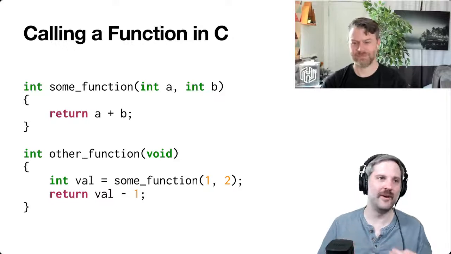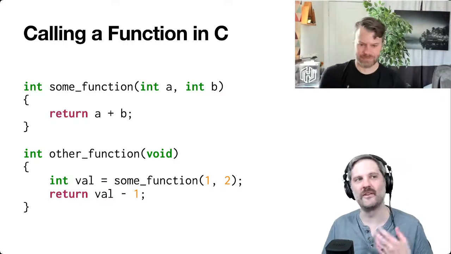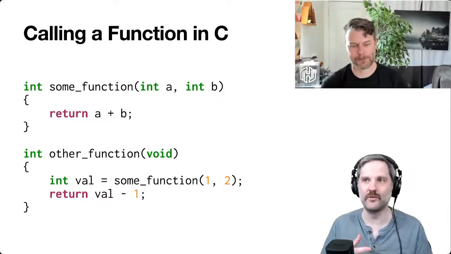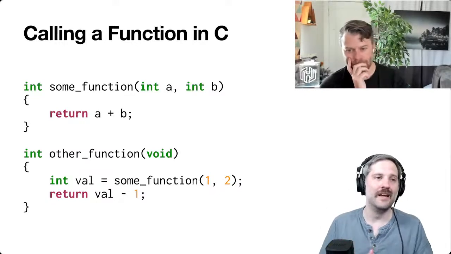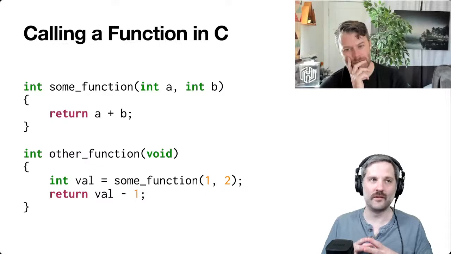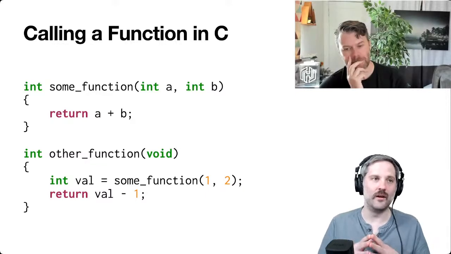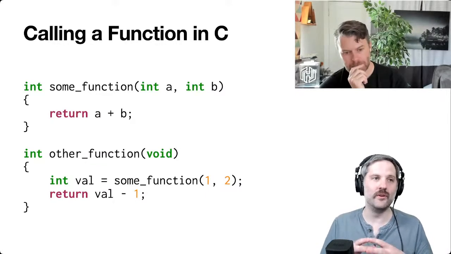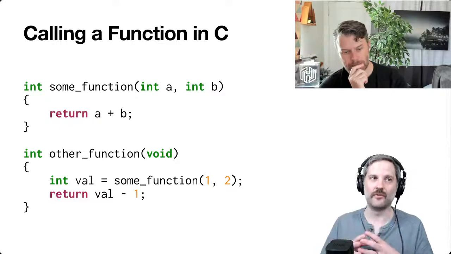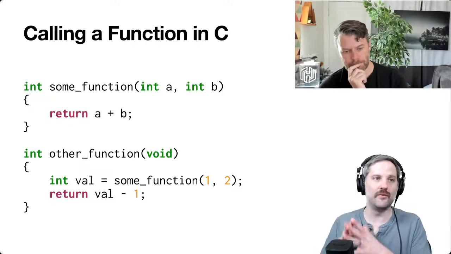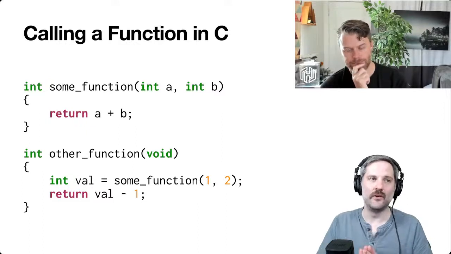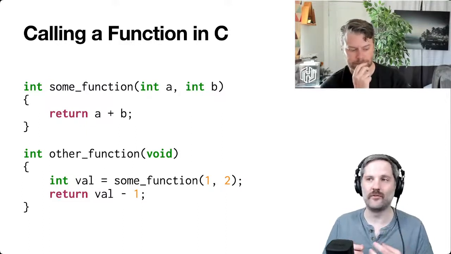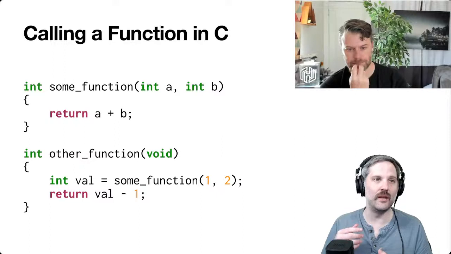Okay, so a calling convention is, imagine we have a C library and the C library provides a bunch of different functions. For example, in this example, we have some function and other function, and some function might be provided in a library. But that function doesn't know who's going to call it, right? It's just sitting in a library. So it has to know where to find those two parameters, A and B. How does it find those parameters?